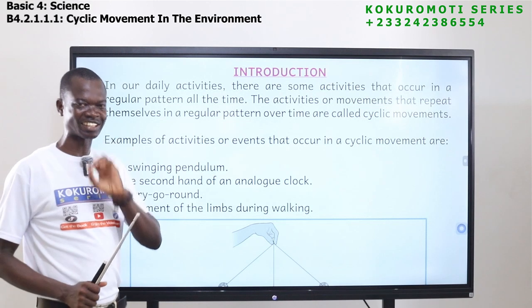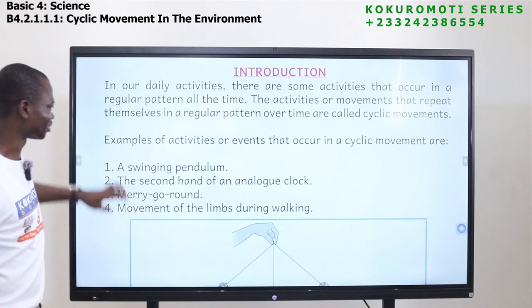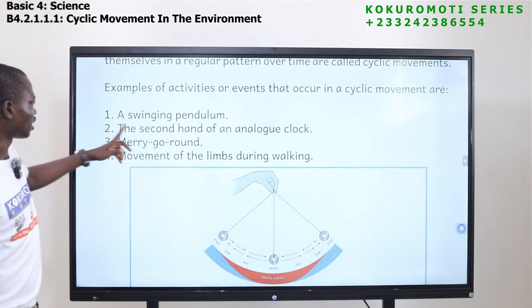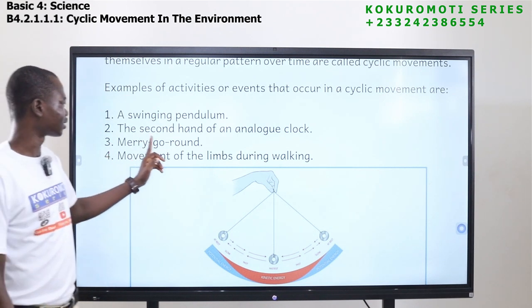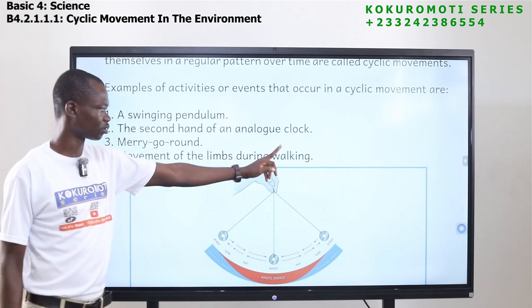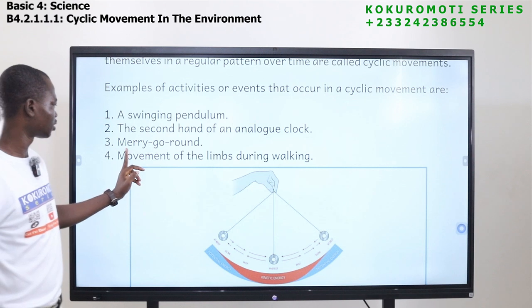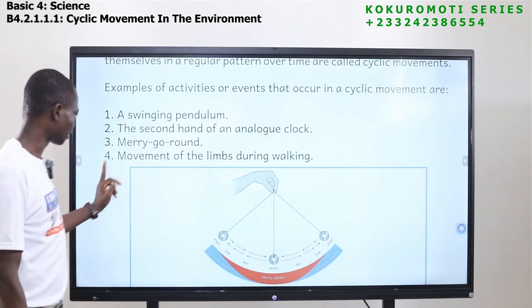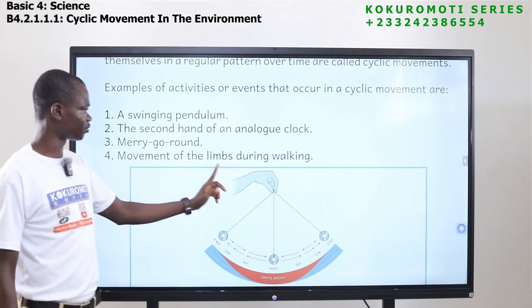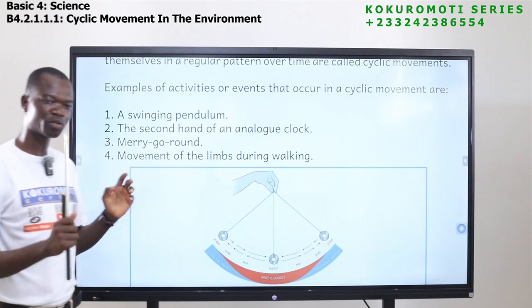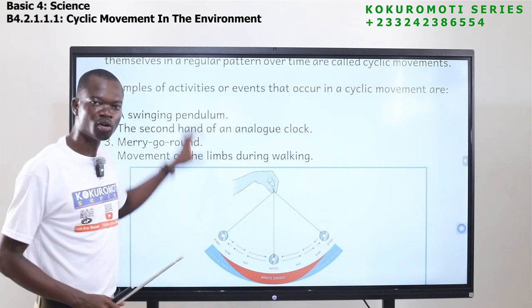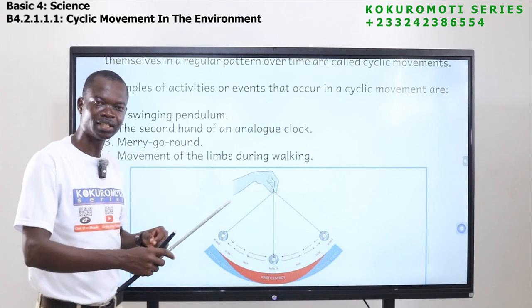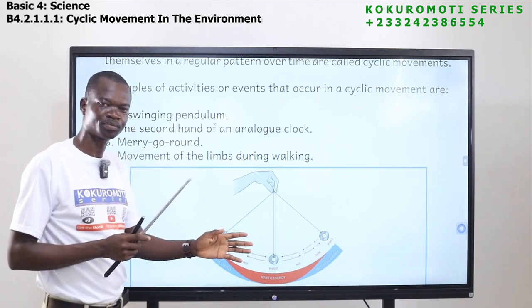Now, you understand it, don't worry. Let's look at these examples. First, we have a swinging pendulum. Second, the second hand of an analog clock. Third, merry-go-round. Number 4, movement of the limbs during walking. So we are going to look at this, and it will help you know that the movement of all these happen in a particular pattern.